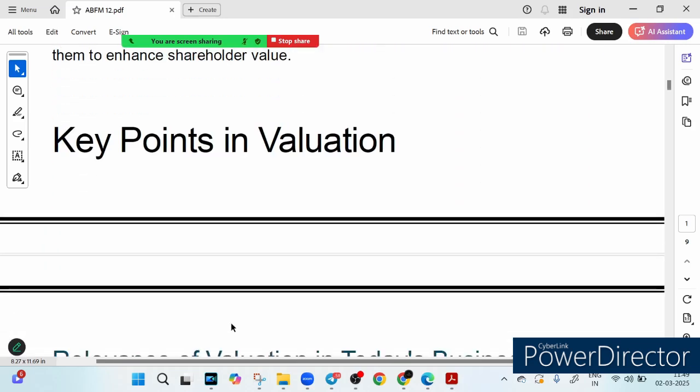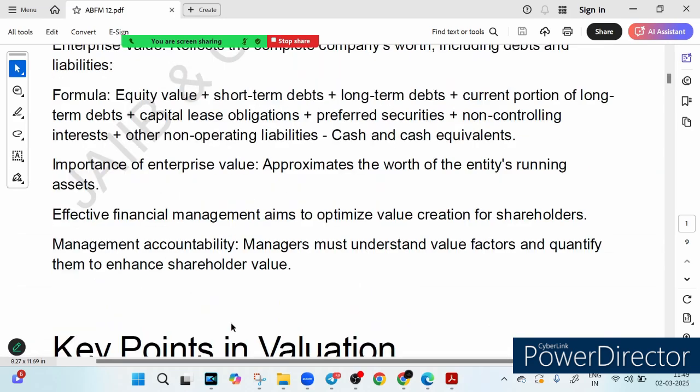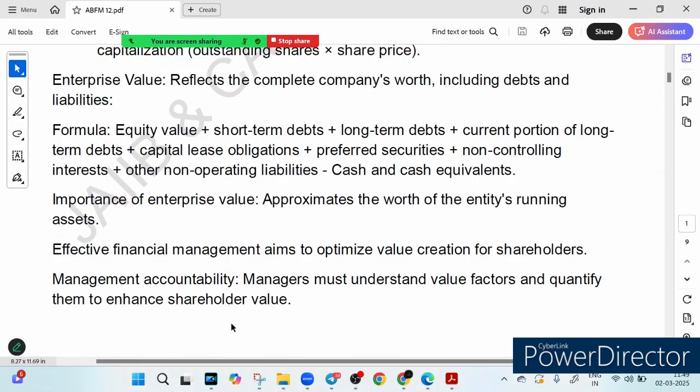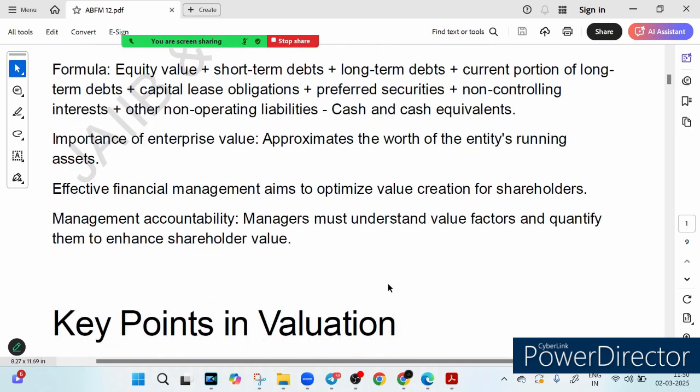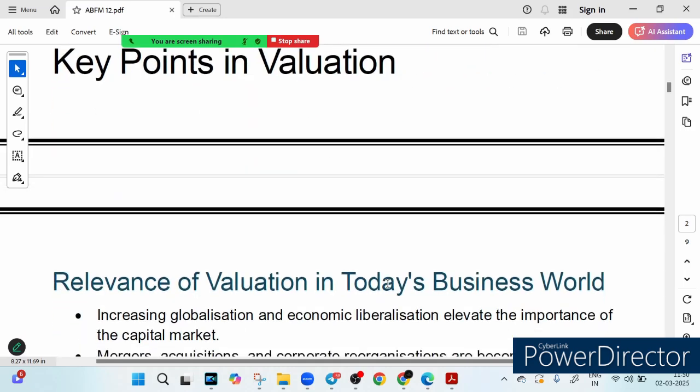So I think here we are. Okay, so friends, it approximates the worth of an entity running an asset, and effective finance management aims to optimize value creation for shareholders, and managers must understand value factors and quantify them to enhance shareholder value. So let's talk about the key points in valuation.